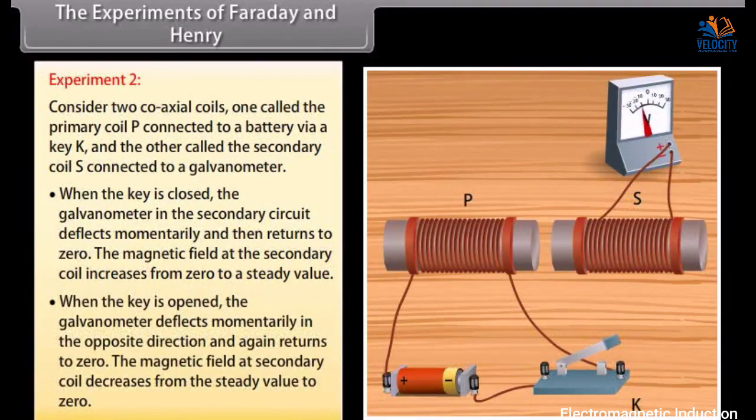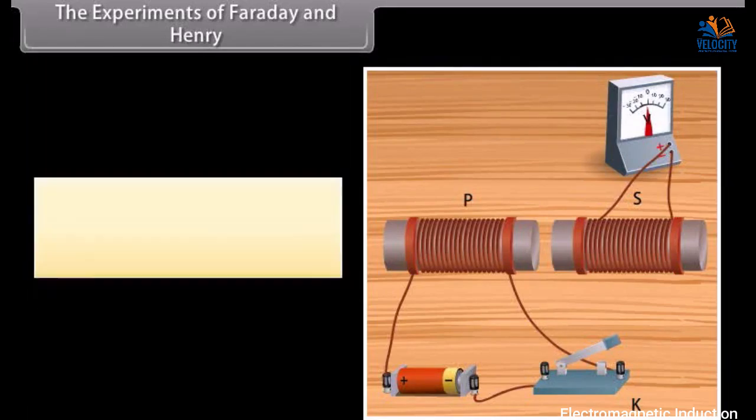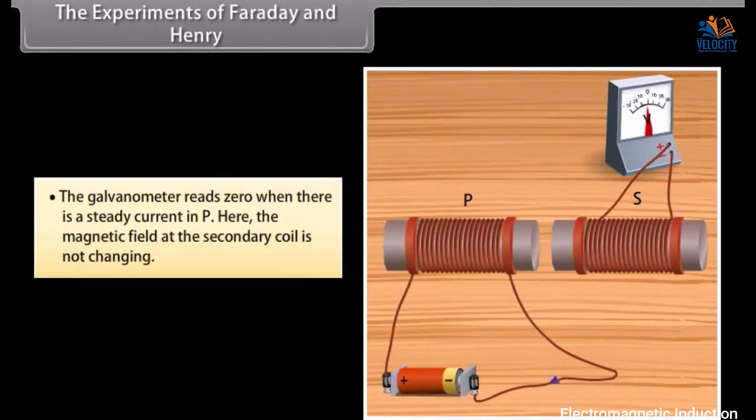When the key is opened, the galvanometer deflects momentarily in the opposite direction and again returns to 0. The magnetic field at the secondary coil decreases from the steady value to 0. The galvanometer reads 0 when there is a steady current in P. Here the magnetic field at the secondary coil is not changing.